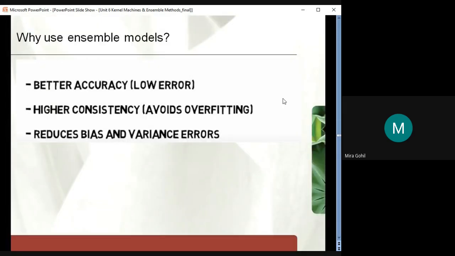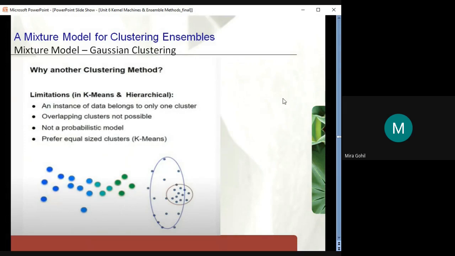Okay, why we require to use it: for better accuracy, of course, higher consistency and to avoid overfitting, because अगर हम एक ही algorithm पे जब रिलाई करते हैं तो biasness बहुत बढ़ जाता है, और जब biasness बढ़ता है तो overfitting के chances होते हैं. So that's why if we do not rely on one model and go for multiple models, then the consistency will become high, and reduce, as I told you, bias and variance error. So this is what we require from our model.